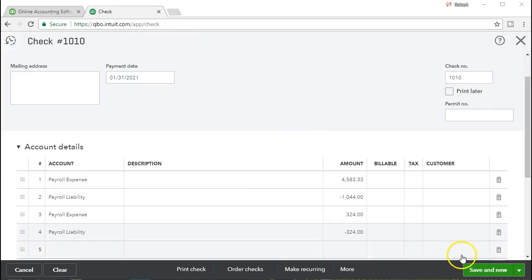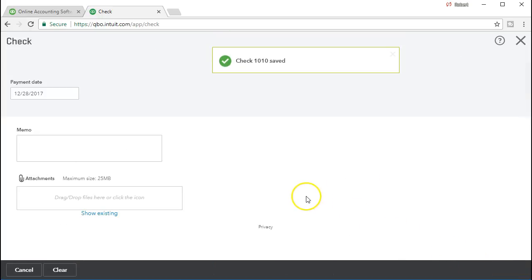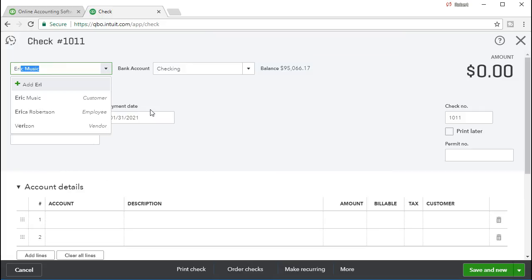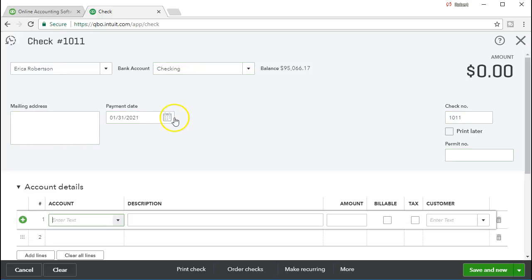So we're going to say save and new, and we'll do this one more time for our second employee, Erica. Save and new. And we'll go through this information again. So now we're going to say Erica Robinson. That's going to be our employee. The checking account and the date's correct. We're just tabbing through this whole thing. Then we're going to say that the other account, once again, is going to be payroll expense.